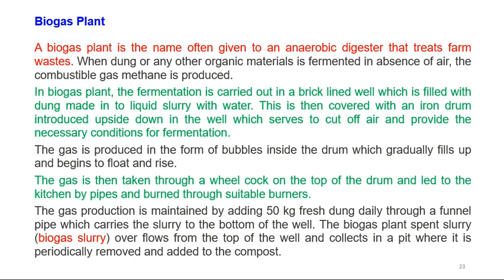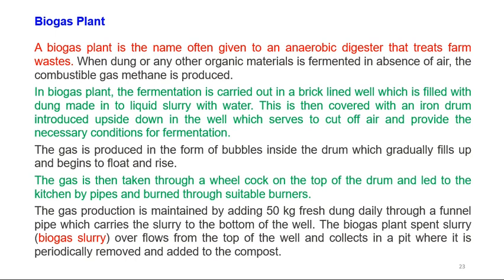In biogas plant, the fermentation is carried out in a brick-lined well, which is filled with dung made into liquid slurry with water. This is then covered with an iron drum introduced upside down in the well, which serves to cut off air and provide the necessary conditions for fermentation.